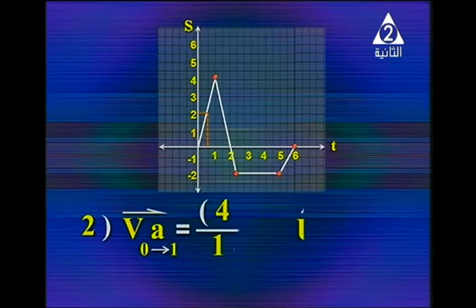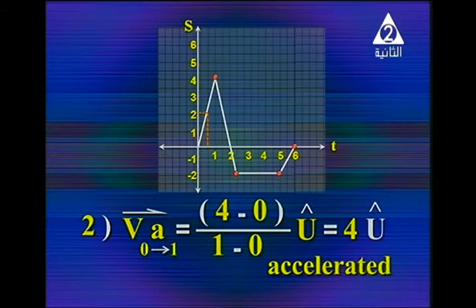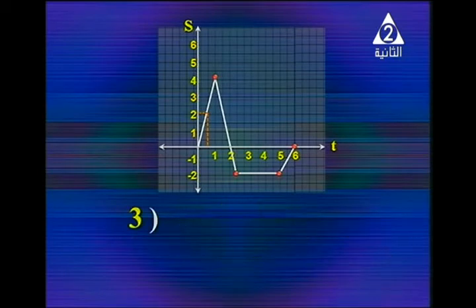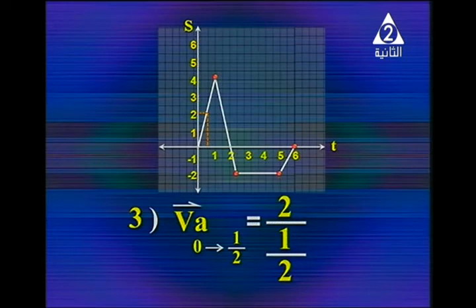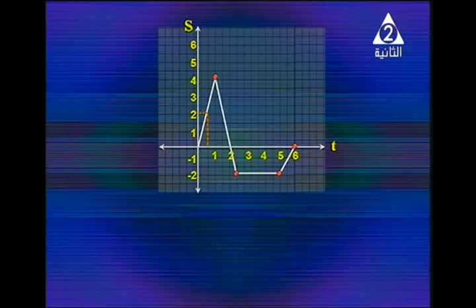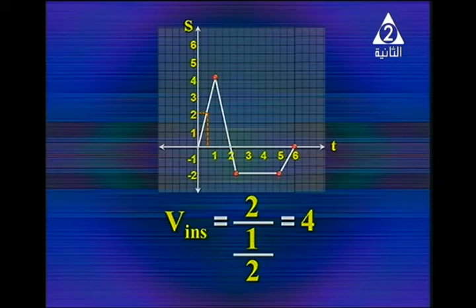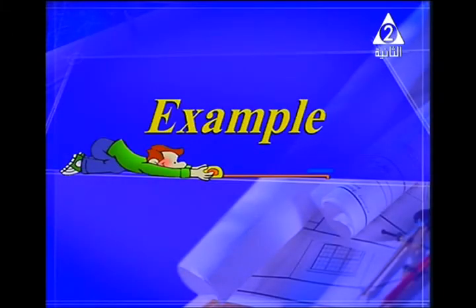VA from 0 to 1 by the same method, 4 minus 0 over 1 minus 0 equals 4, accelerated. Why? Because it is more than 0. From 0 to half, 2 over half equals 4. V initial, 2 over 1 over 2 equals 4. Another example.